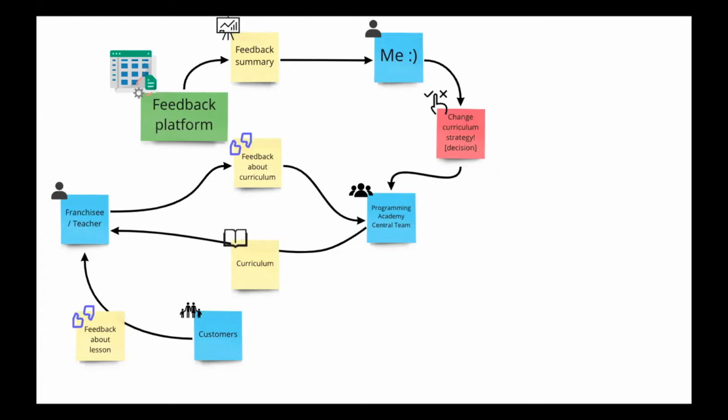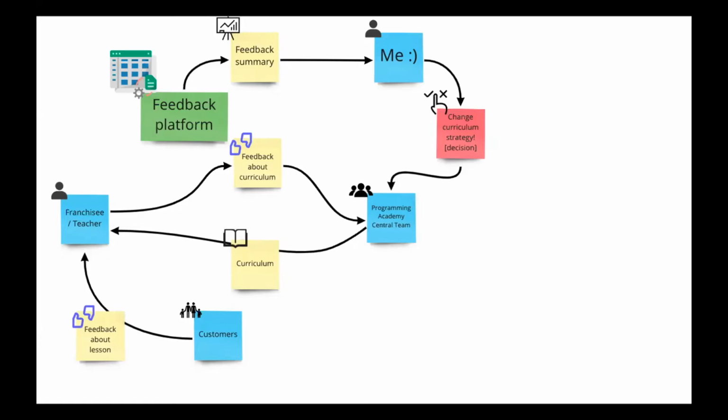So when the teachers were providing us feedback, they were able to use the same terminology as we were using in the central team when we were developing the curriculum. So we were able to easily map their feedback from their lessons into feedback about the curriculum. And based on that, we were able to better evolve our curriculum.